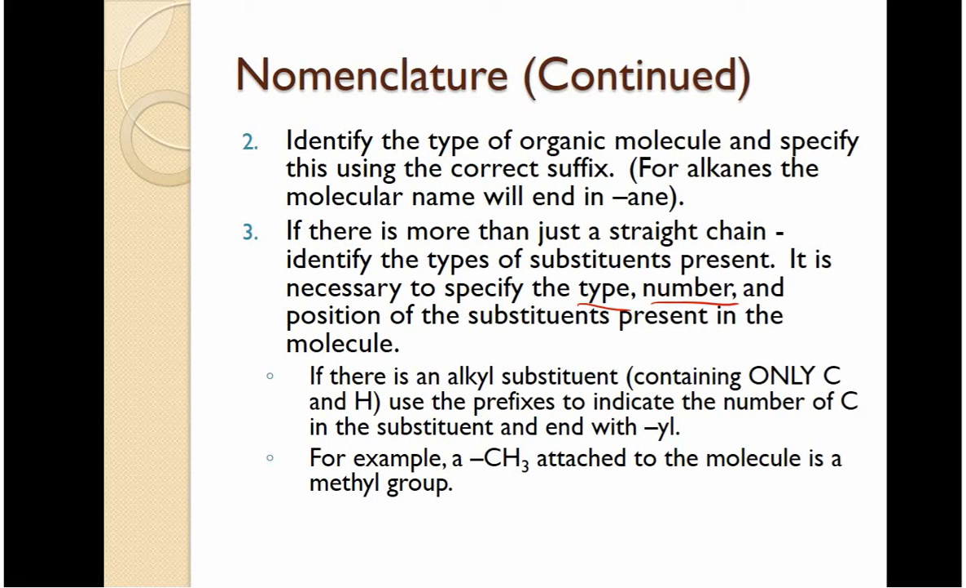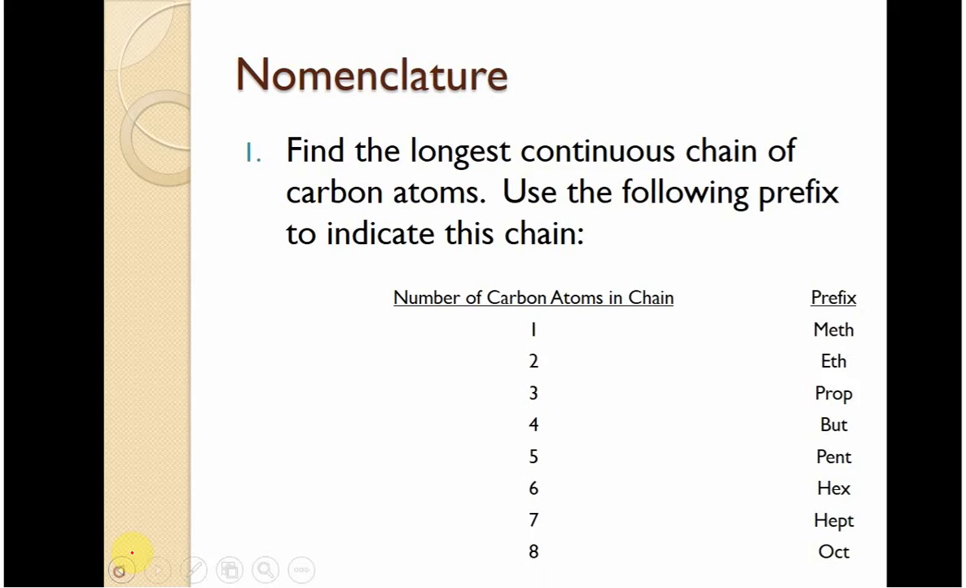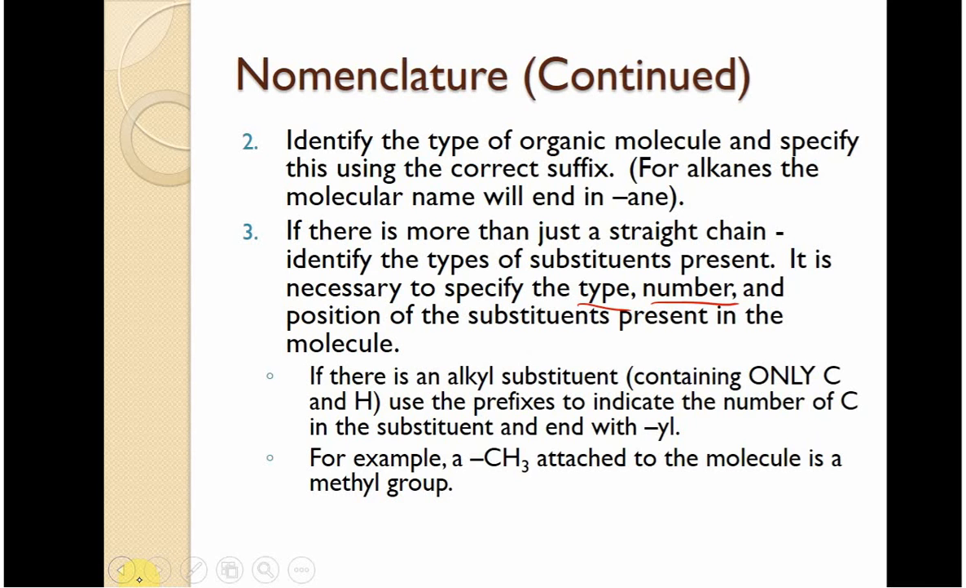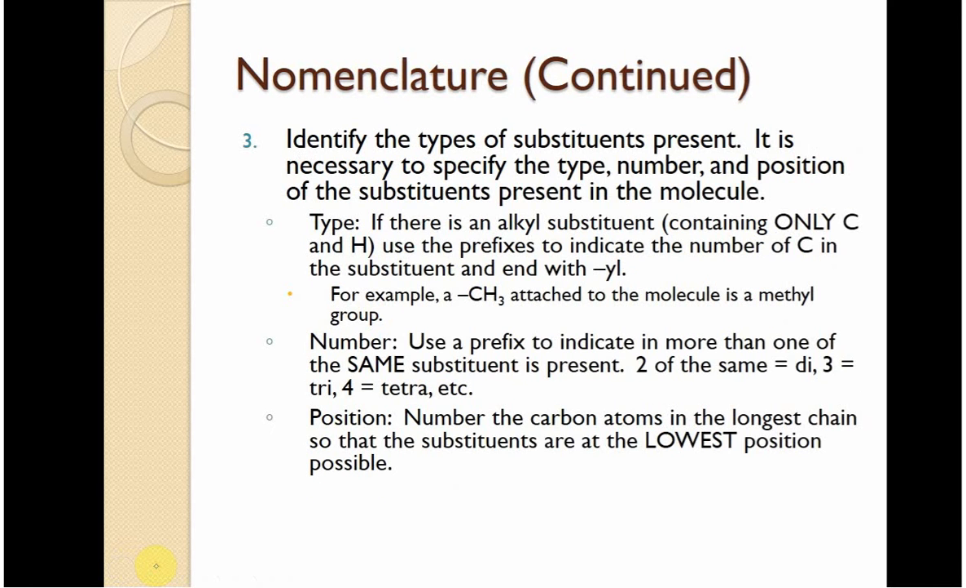So if there's an alkyl substituent, meaning only carbon and hydrogen, you take the prefix and you add an "-yl". So a one carbon group would be a methyl group. So a CH3 would be a methyl group. Then, if there's more than one, you can attach a prefix to indicate how many. So if there's two of them, it would be di. If there's three of them, there's tri. Four is tetra, and so on.